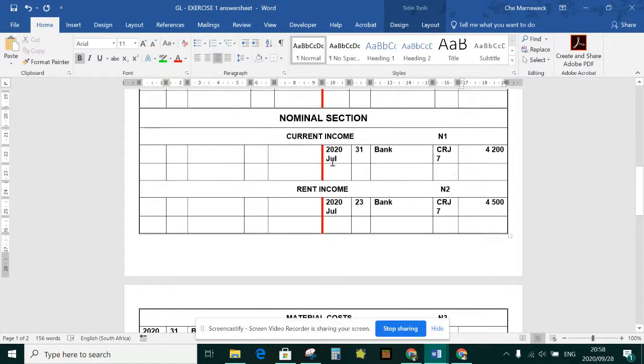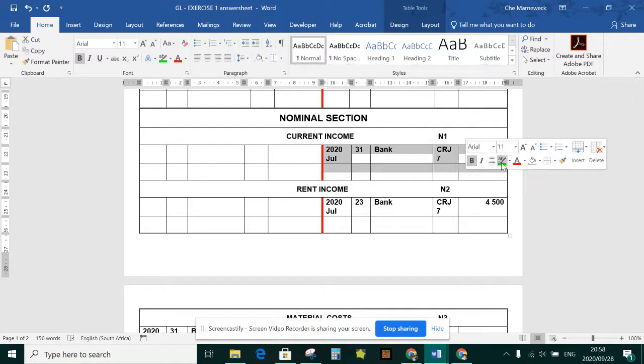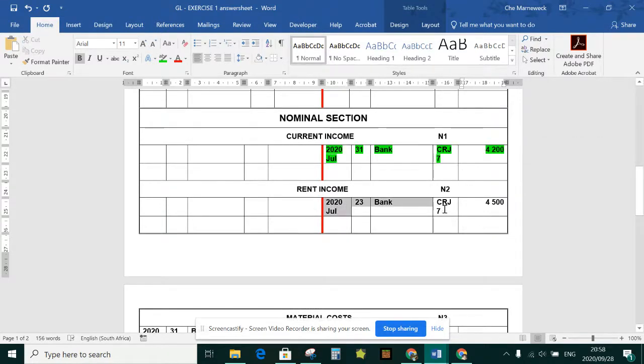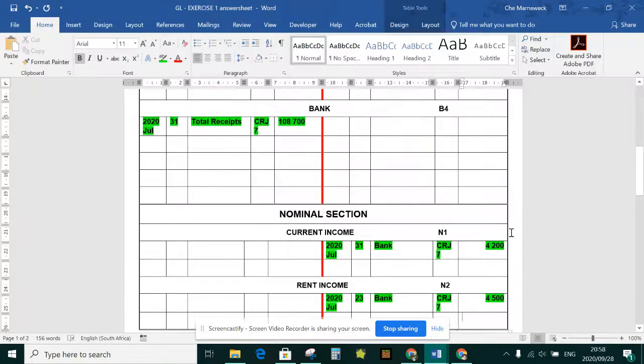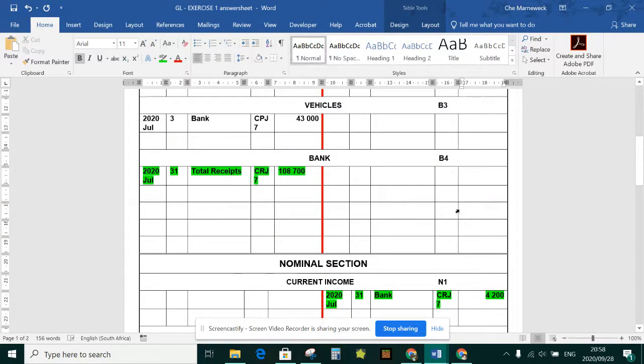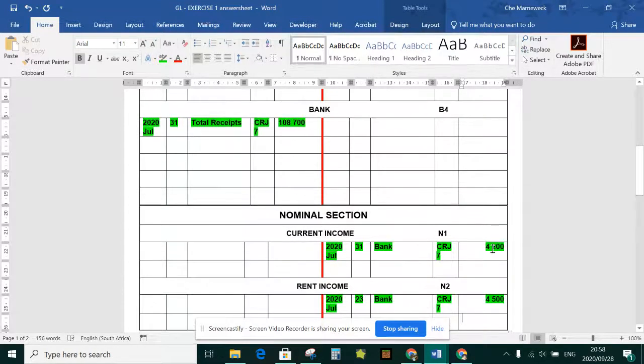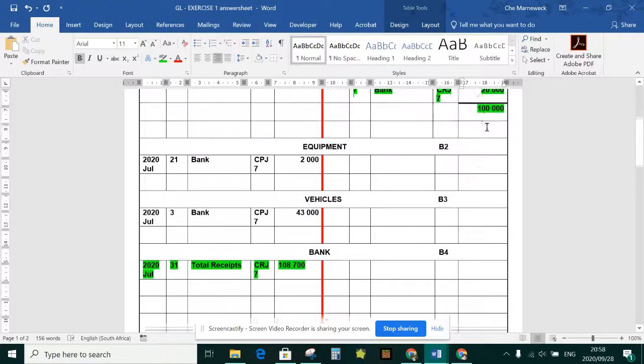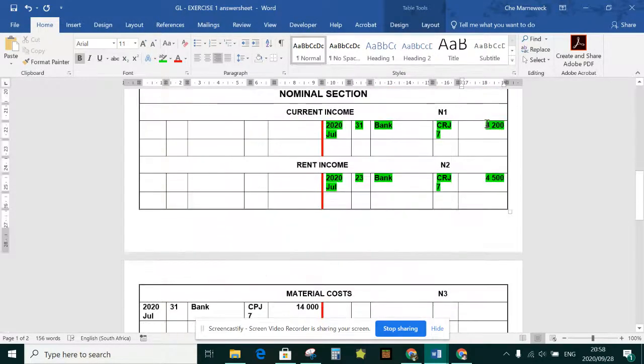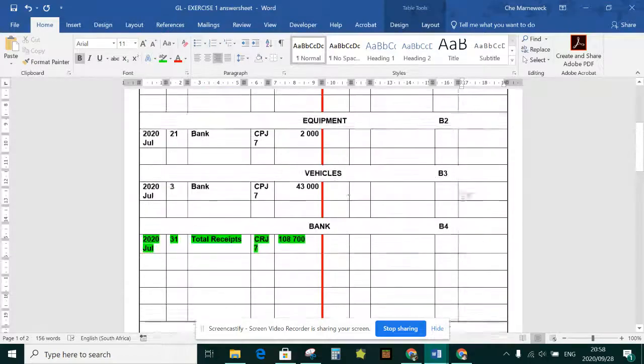100,000, 4,200, and 4,500. So 108,700, we've got 100,000. That would be 104,200. That would take me up to 108,700. So that value is recorded once on the debit side in bank, and it's recorded in the credit side of each of the individual accounts.